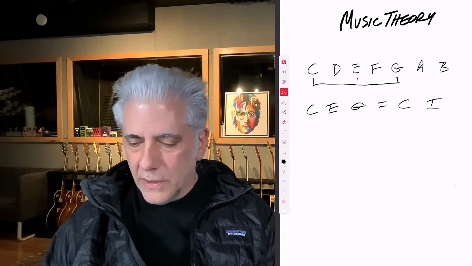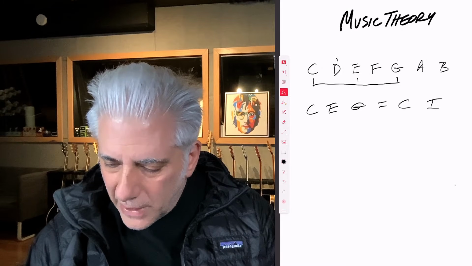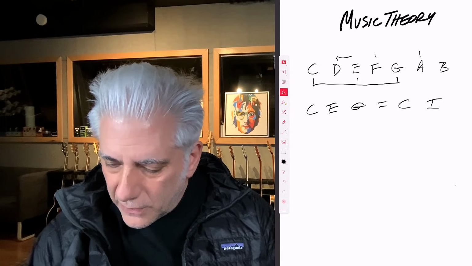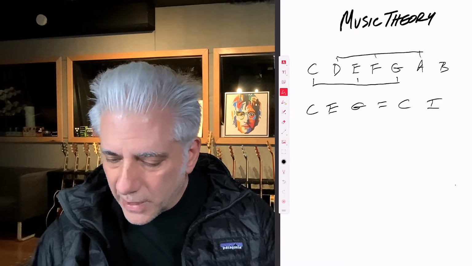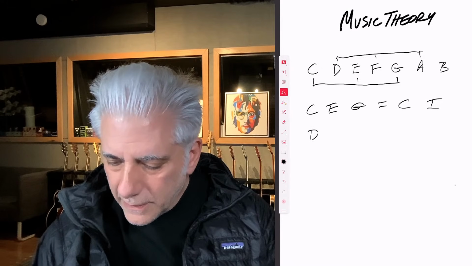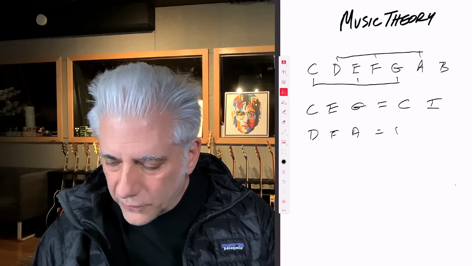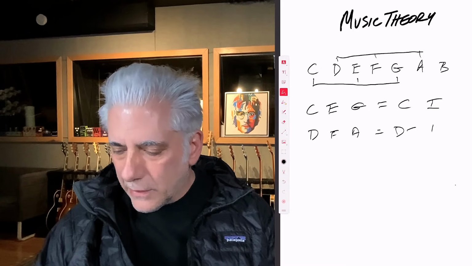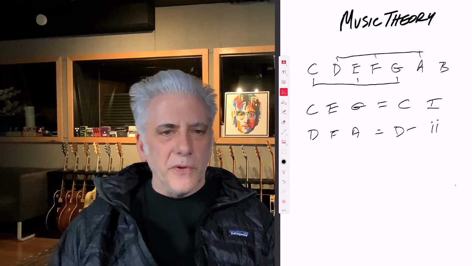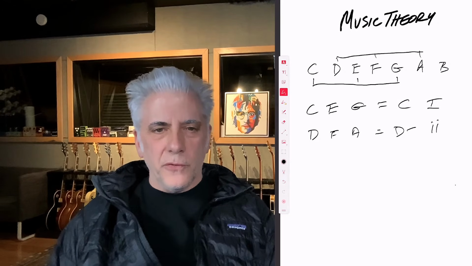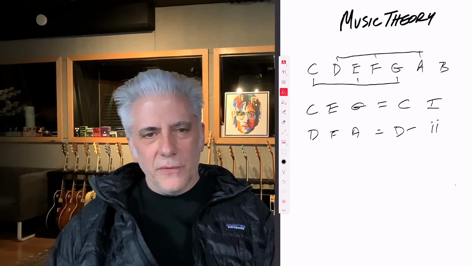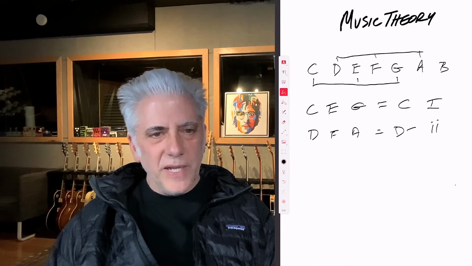That's C major. The next chord would be D minor, so D, F, A, just every other note of the scale. Okay, that's D minor. D, F, A equals D minor. Minus means minor. I'm going to put a lowercase Roman numeral there. The lowercase Roman numerals are the two I's. Okay, that means minor. So that's a D minor chord.